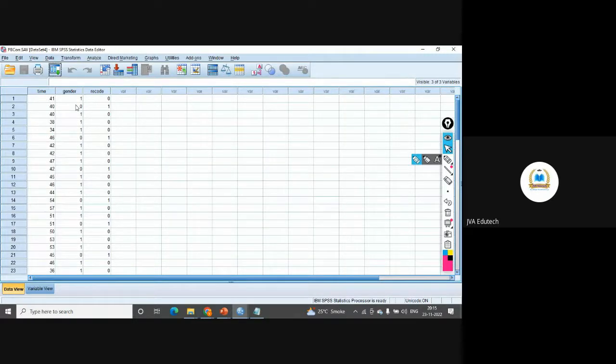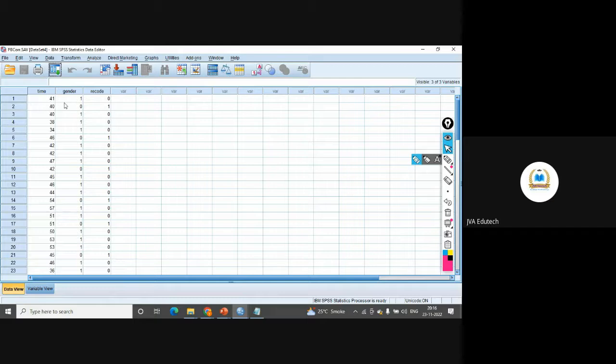So this is the gender, male and female, where 1 stands for male and 0 stands for female, and time spent out of home. Time spent out of home is an interval variable. Gender is a dichotomous variable. Okay, only male and female I'm taking. And I want to see, is there a relationship between gender and time spent out of home?